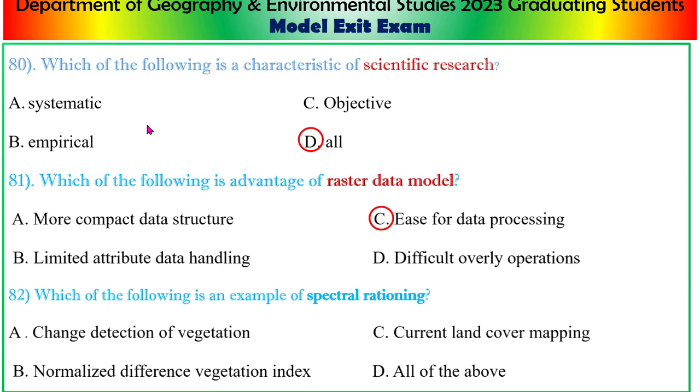Question two: which of the following is an example of spectral rationing? This is related to remote sensing. So the first option is change detection of vegetation. Using spectral rationing we can also have change detection analysis using NDVI. The normalized difference vegetation index is a widely used vegetation index calculated from remote sensing data, typically derived from satellite imageries. It quantifies the presence of vegetation by measuring the difference between red and near infrared bands.